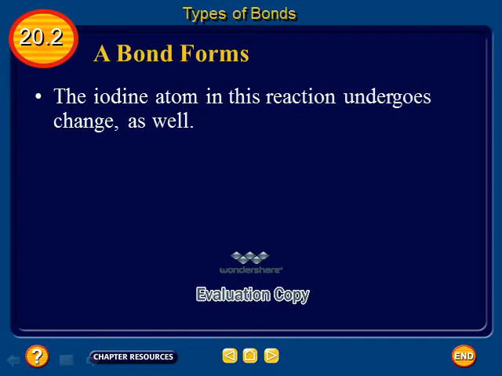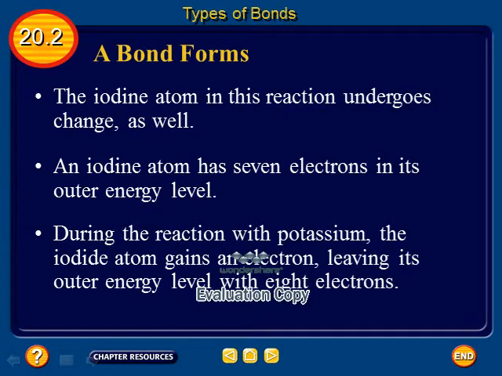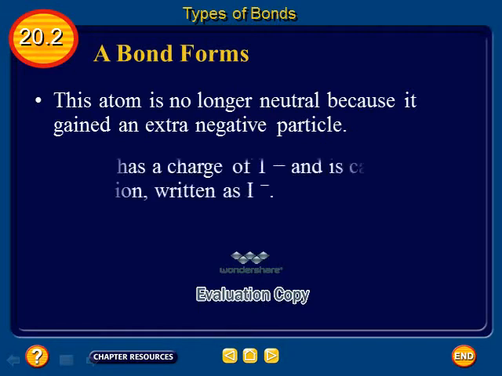The iodine atom in this reaction undergoes change as well. An iodine atom has 7 electrons in its outer energy level. During the reaction with potassium, the iodine atom gains an electron, leaving its outer energy level with 8 electrons. This atom is no longer neutral because it gained an extra negative particle. It now has a charge of 1 minus and is called an iodide ion, written as I-.